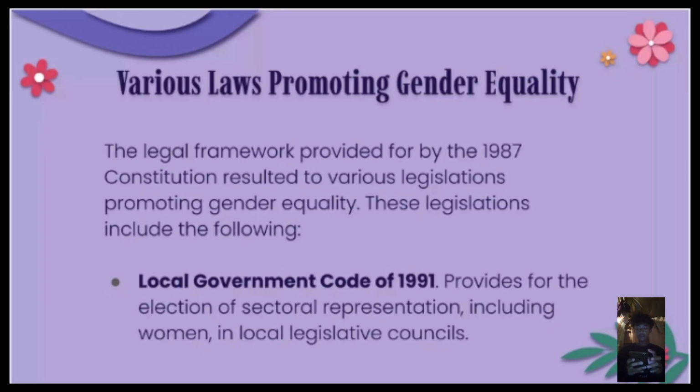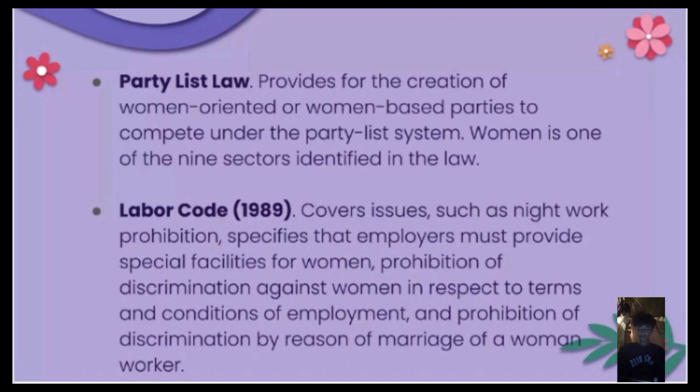The legal framework provided by the 1987 Constitution resulted in various legislations promoting gender equality. These legislations include the following: the Local Government Code of 1991 provides for the election of sectoral representatives including women in local legislative councils. The Party List Law provides for the creation of women-oriented or women-based parties to compete under the party list system. Women is one of the 9 sectors identified in the law.